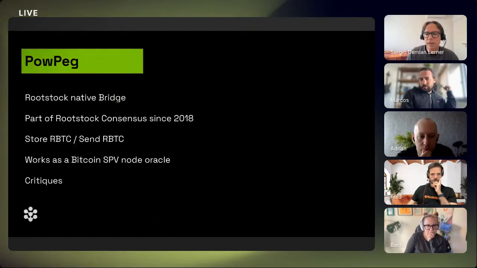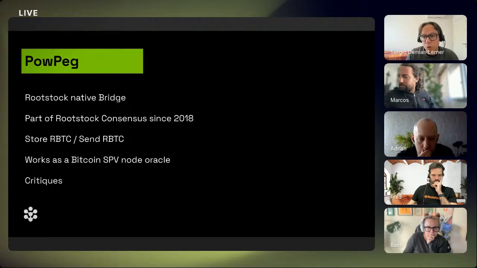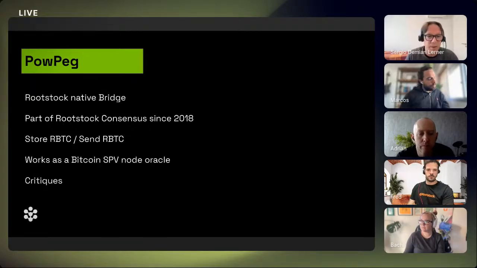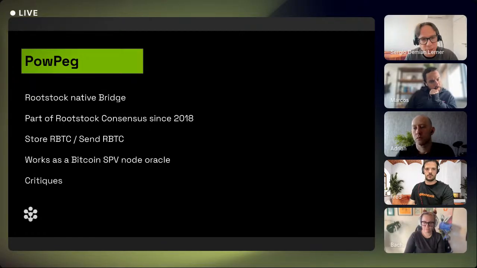First, a few words about the PowPeg. It's a Rootstock native bridge. It has been working since 2018 without any security incident at all. It's very robust, as I mentioned. It allows you to send and receive RBTC. It has an SPV node inside it, used to detect what is happening on Bitcoin, but it also gives oracle services for Rootstock transactions. But obviously, the community wants something more decentralized. Okay, next.